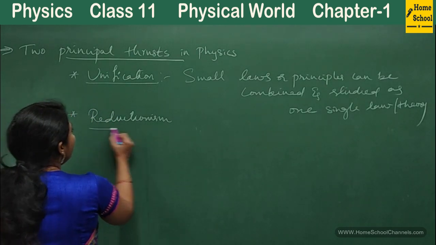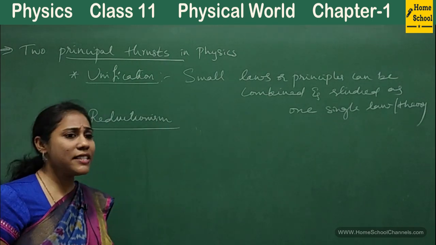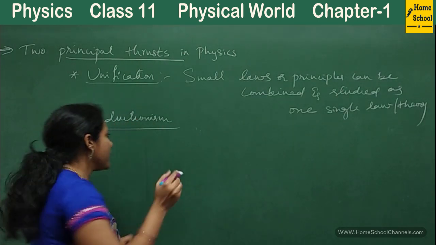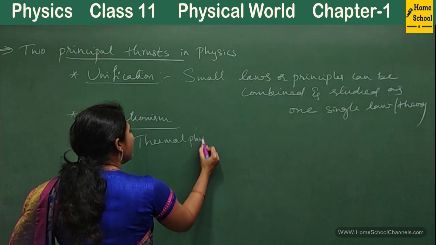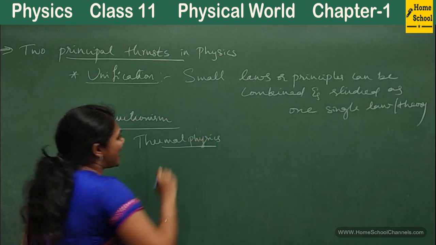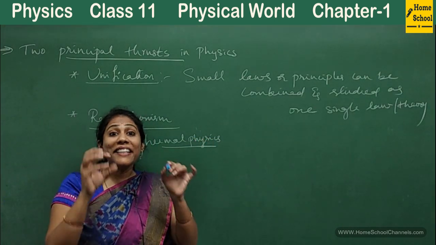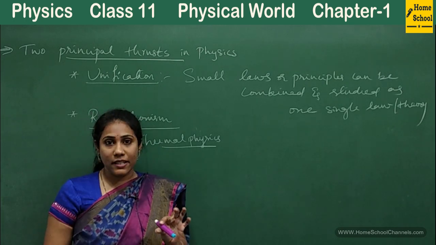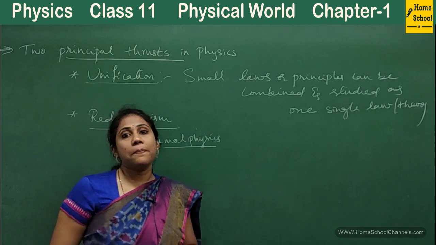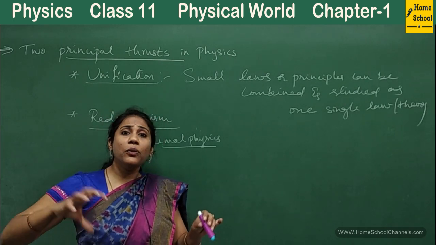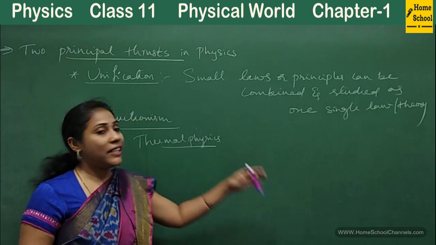Okay, what do you mean by reductionism? Reductionism is the opposite, guys. Say for example, there is something called thermal physics. This thermal physics is very vast. Thermal physics means you are studying the heat content of certain substances, right? So the heat issues regarding certain substances. And you can't study this at a stretch. You have to divide this into different branches first.